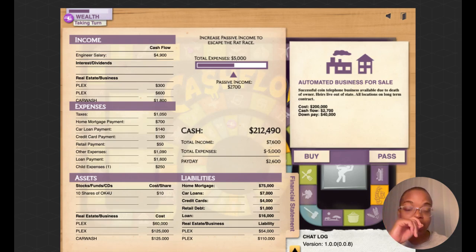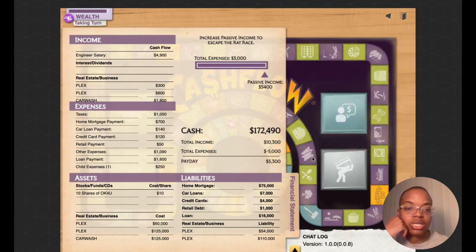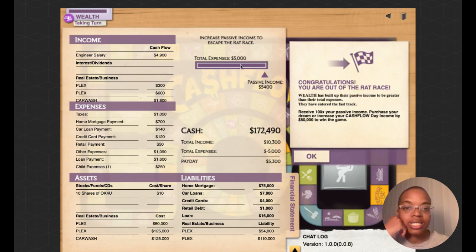All right. Look at this automated business for sale. Successful coin telephone business, available due to death of owner. Okay. Heirs live out of state, all locations on long-term contract. 40K down payment with a $2,700 cash flow and a $200,000 asset. I gotta buy that. 2,700. Okay, see that 2,700 completely met my passive income goals.